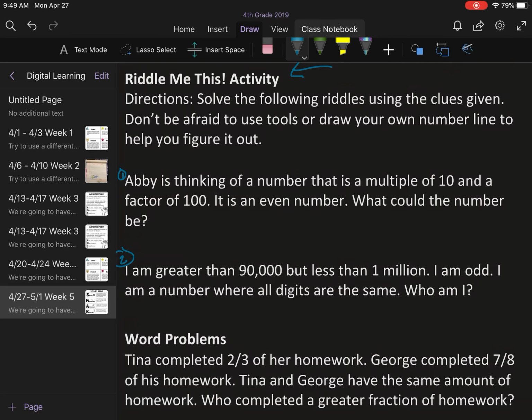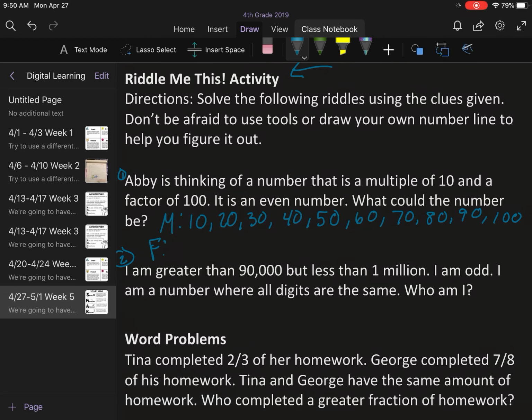Well, remember, multiples is when we multiply and get that number to be bigger. So my multiples of 10 are 10 times 1, 10 times 2, times 3, times 4, times 5, times 6, times 7, times 8, times 9, times 10. So those are my multiples of 10, which will go on forever. Our next part says it's a factor of 100.